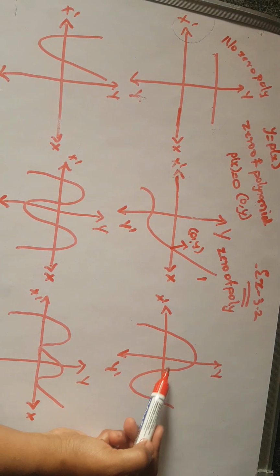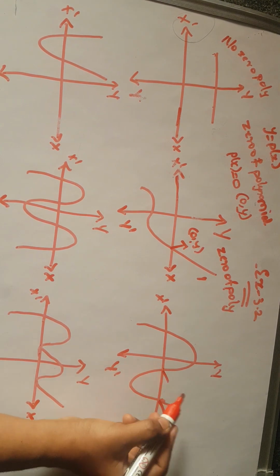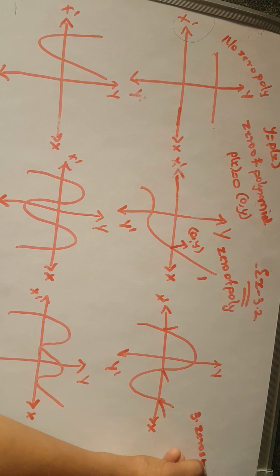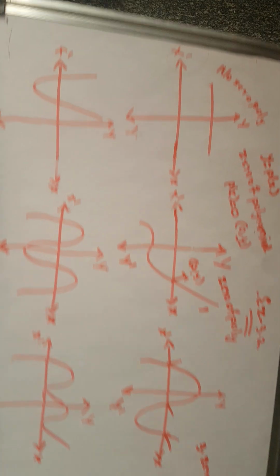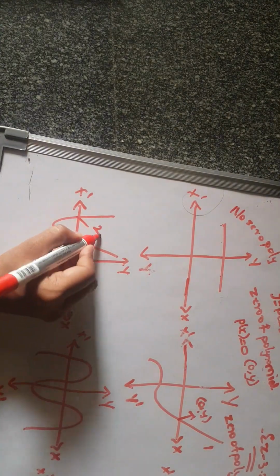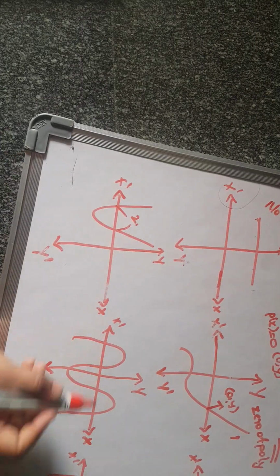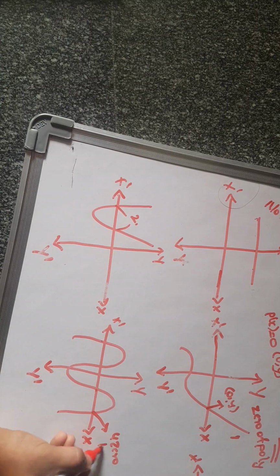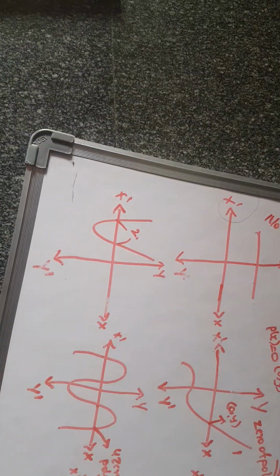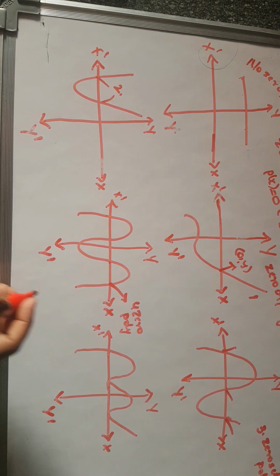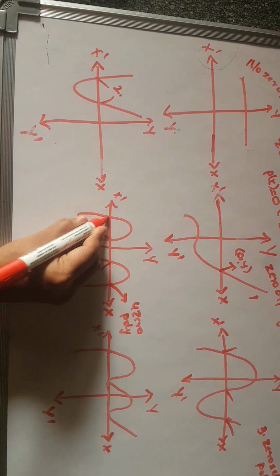Here see 1, 2, 3, 3 times it is touching, so 3 zeros of polynomial. Here 2 times it is touching, so it is 2 zeros of polynomial. It is 1, 2, 3, 4, 4 times touching, 4 zeros of polynomial, means 4 times the value of x is becoming 0, so it has 4 zeros of polynomial.